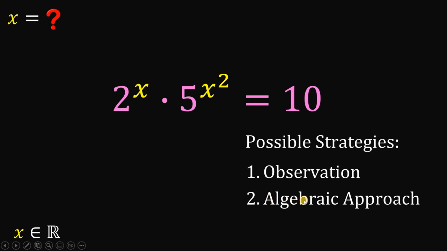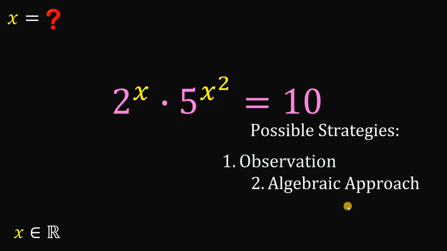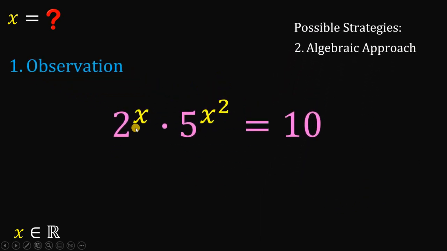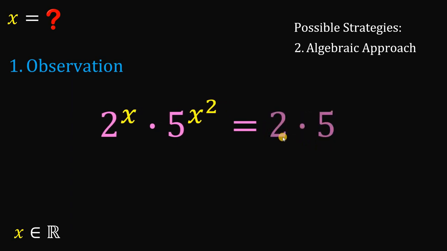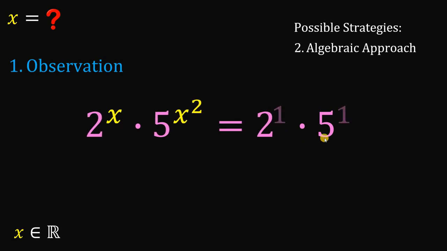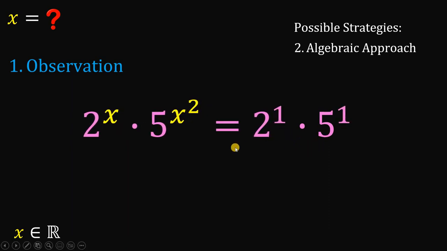This is, of course, the best way to solve this problem. We have the algebraic approach. But let's first use the observation method. Okay, now 2 raised to x times 5 raised to x squared equals 10. And take note that 10 can be written as 2 times 5. And 2 can be raised to 1, and 5 also can be raised to 1, and same thing as 2 times 5. Now take note, by observation, we can say that x must be equal to 1.